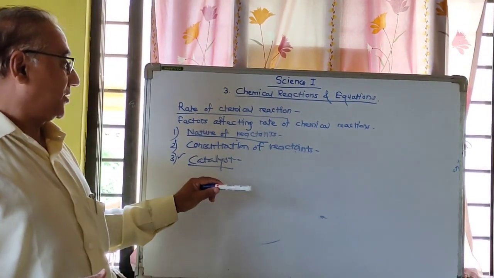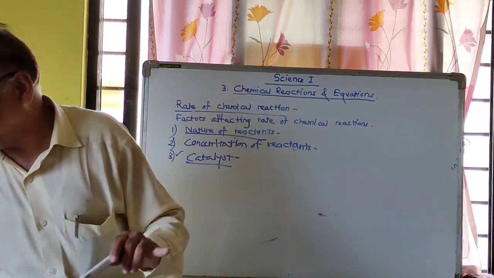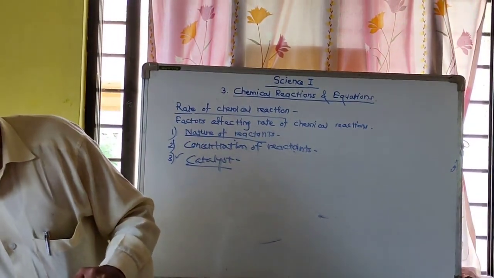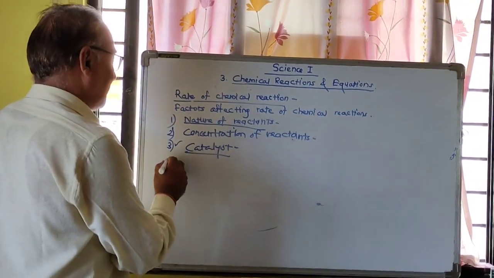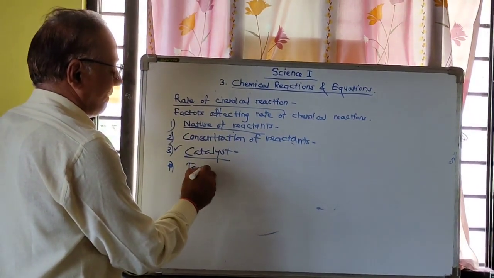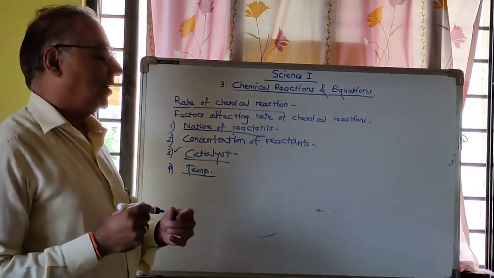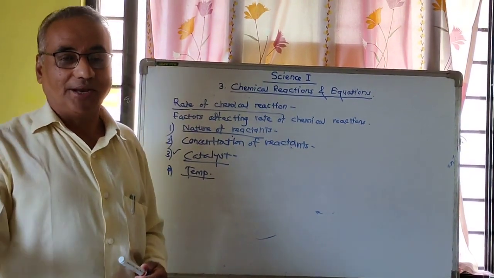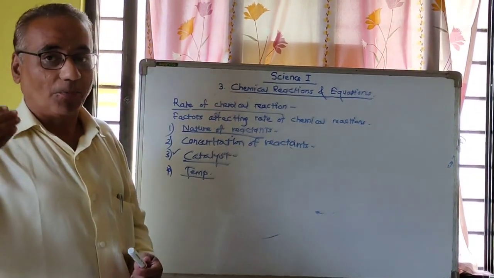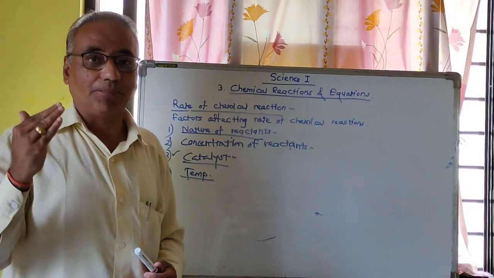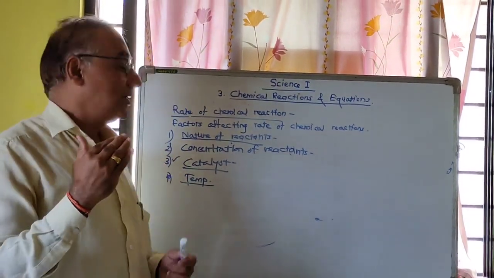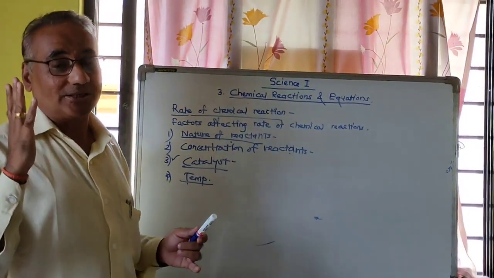This is the third factor which affects the rate of chemical reaction. Right? Now the fourth one is the temperature. If the temperature of the reaction is increased, the rate of reaction increases, and when the temperature of the reaction decreases, the rate of chemical reaction decreases.